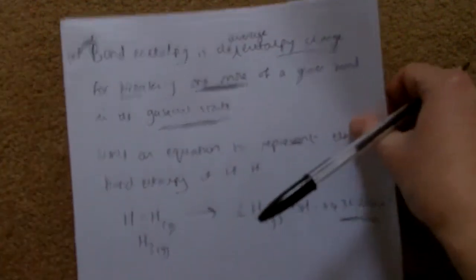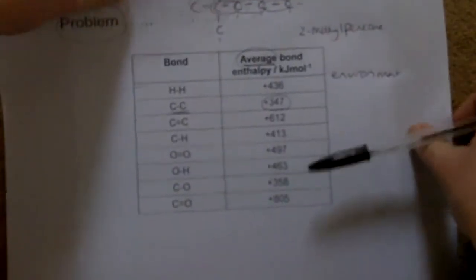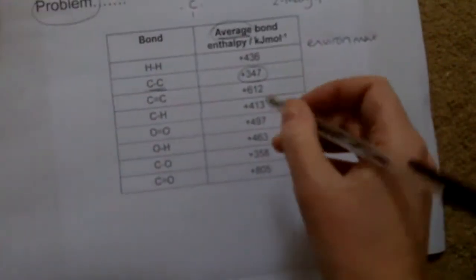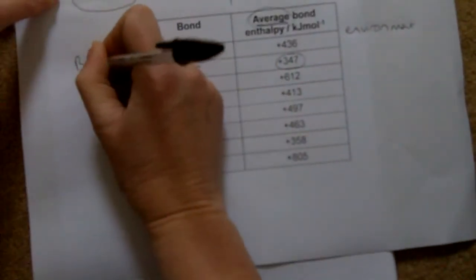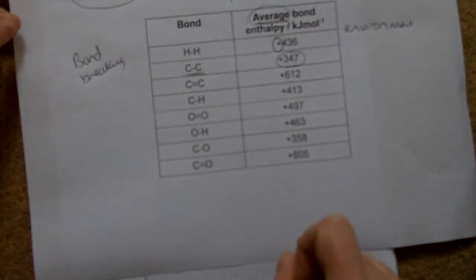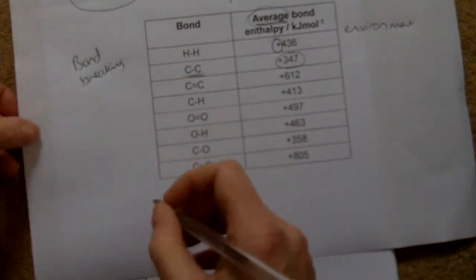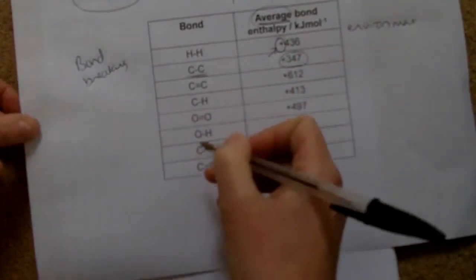Okay, back to this table again. If you're given a table like this, you don't need to remember the specific numbers. You do need to know that this table is all about bond breaking, and that's why all the values are positive. If you're asked about bond making, forming a bond, then all you need to do is change the sign.